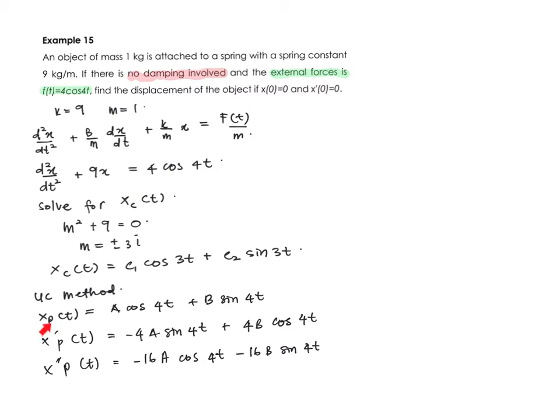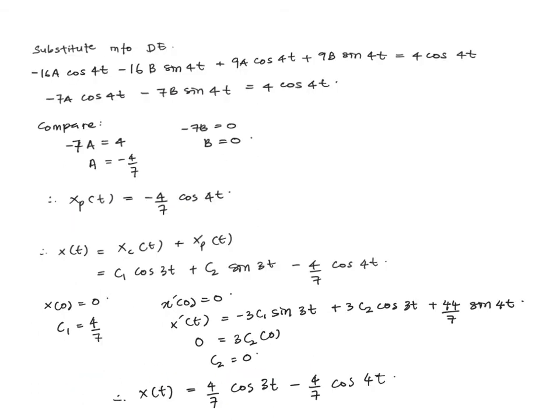Next, we solve for x_p. So for x_p, we have A cos 4t + B sin 4t. We use the UC method. Differentiate to find x'_p(t). Next, we differentiate x'_p to get x''_p. Then we substitute into the DE.